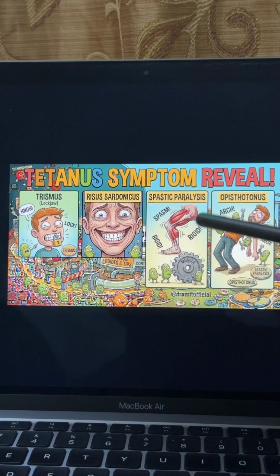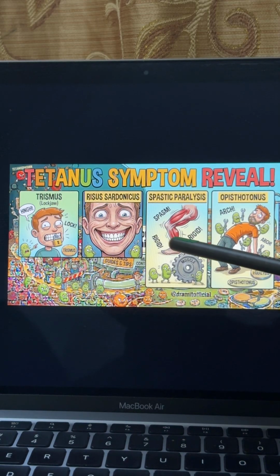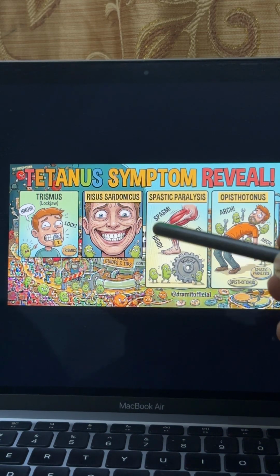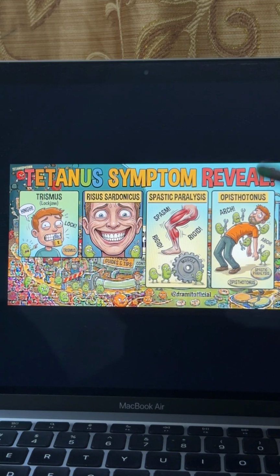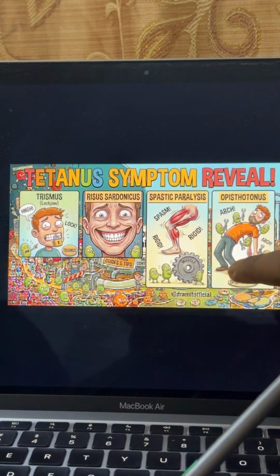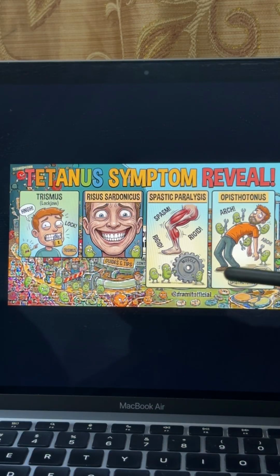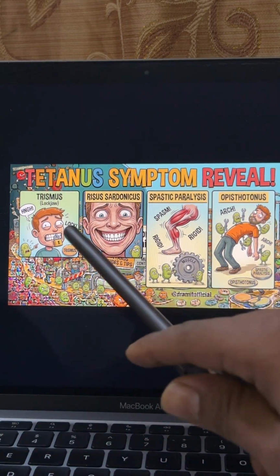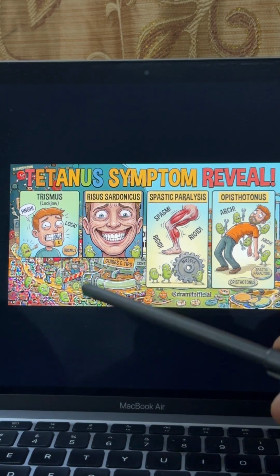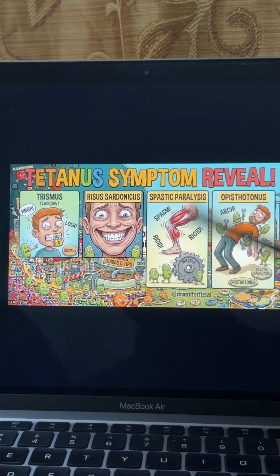Now the third one is spastic paralysis. You can see that all the muscles have become rigid. Spasm is there, spastic type paralysis. Now the fourth one is opisthotonus. Always remember, if the patient is making a curve in the backward direction, the arc is making like this, then this is an opisthotonus position. So always remember the tetanus symptoms: trismus, risus sardonicus, spastic paralysis, and opisthotonus.